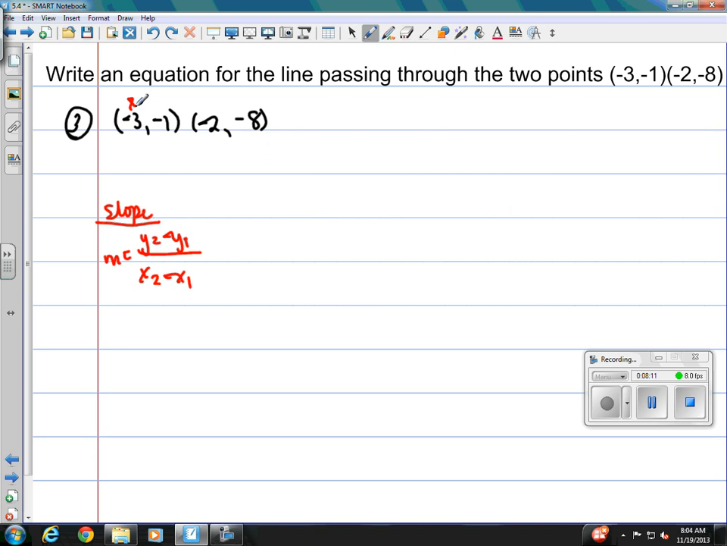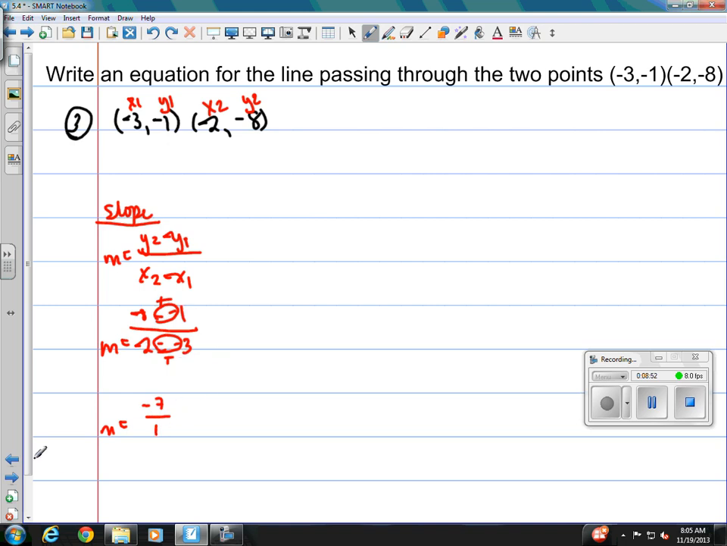So come up here and we label our pieces x1, y1, x2, y2. And we say m equals y2 is -8 minus y1 is a -1. And minus a negative, remember, will turn to plus a positive. So our x2 is -2 minus our x1 is a -3. Once again, minus a negative becomes plus a positive. So -8 plus 1 is -7 over -2 plus 3 is 1.